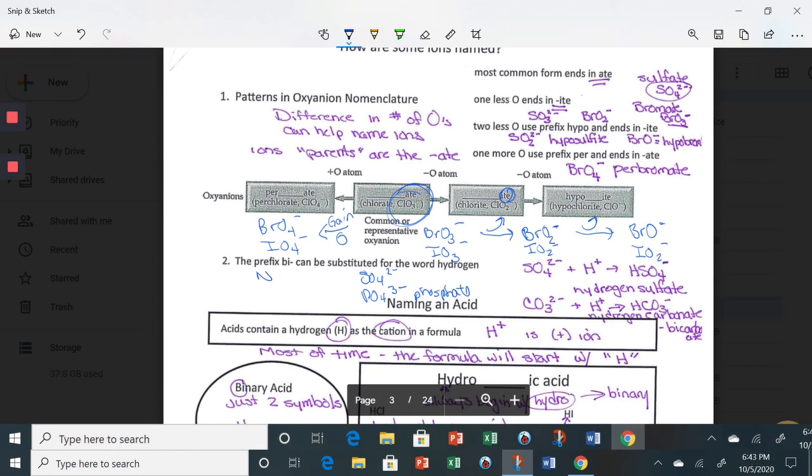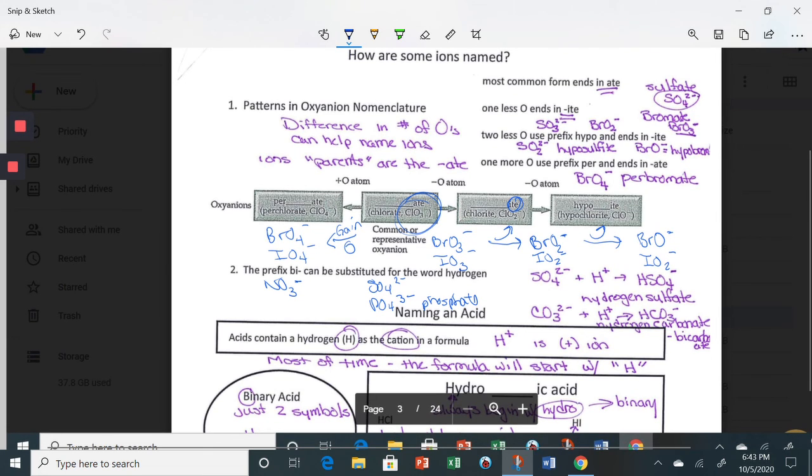Nitrate, NO3 minus. Look, minus 1, minus 2, minus 3. Those are your big ion pairs. Can lose an O, go to an ite. You also have these things called bicarbonates, bisulfates. That's a hydrogen sulfate. So if you have HSO4 minus, that's the same thing as bisulfate. If you have hydrogen carbonate, it is the same thing as bicarbonate.